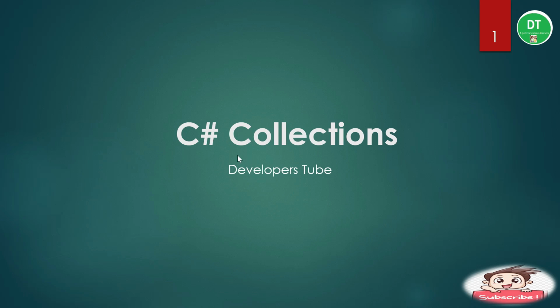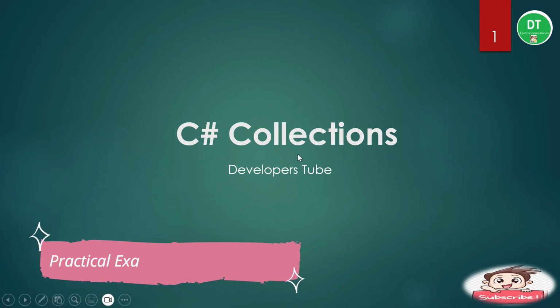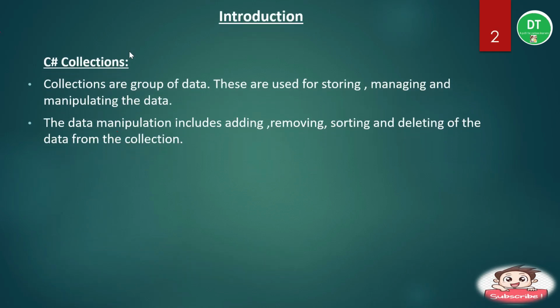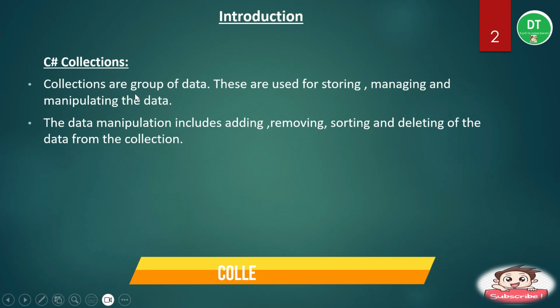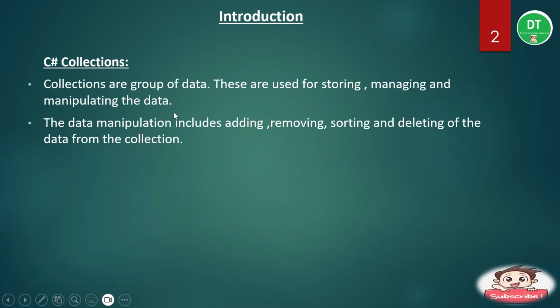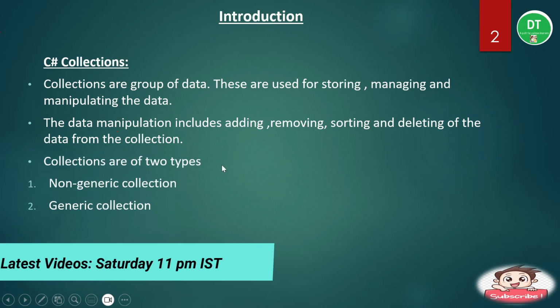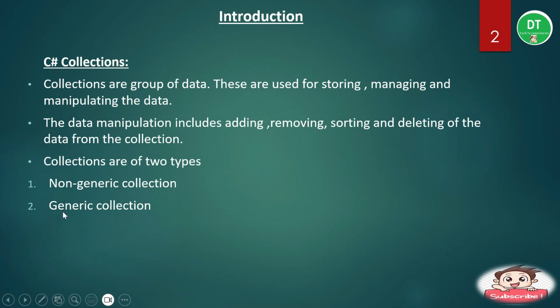So today's topic is C# collections, and I will explain what collections in C# are. So let's go to our topic. C# collections. Collections are a group of data. These are used for storing, managing, and manipulating the data. The data manipulation includes adding, removing, sorting, and deleting of the data from the collection. Collections are of two types: non-generic collections and generic collections. In this video I will explain non-generic collections.